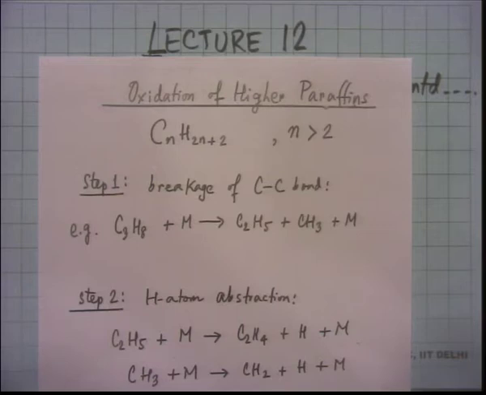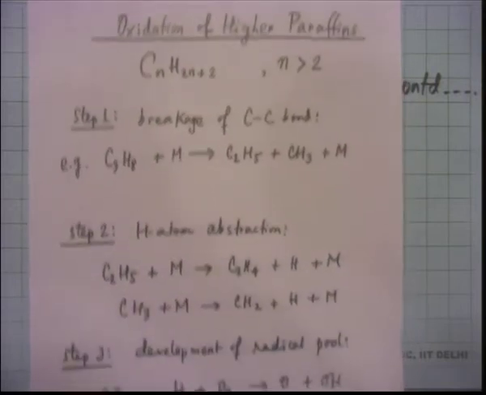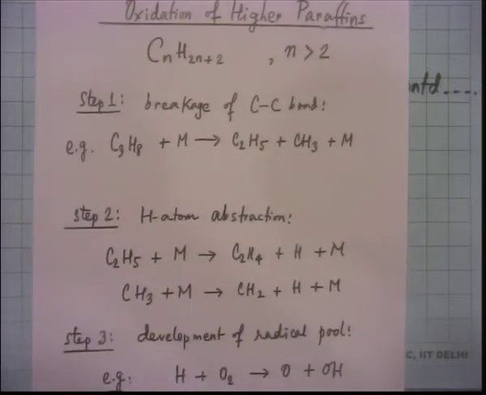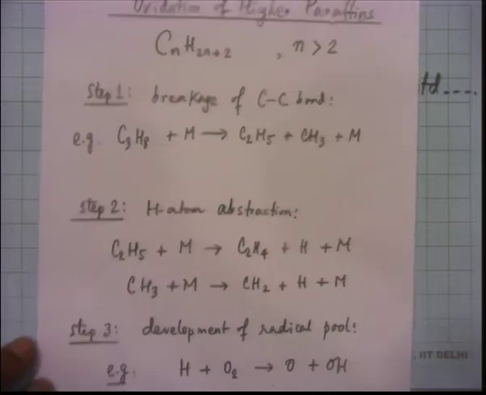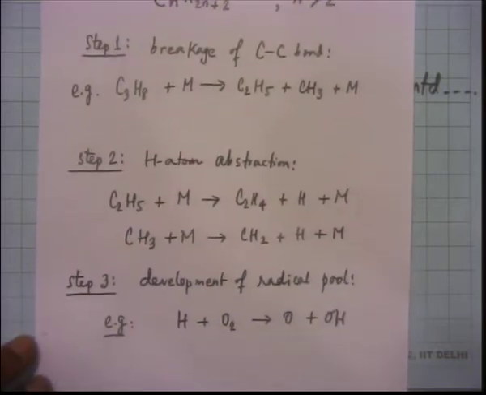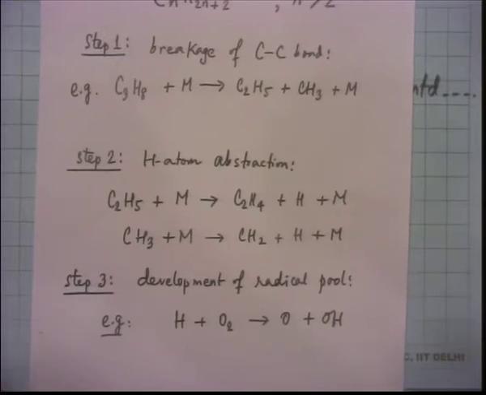Then we have hydrogen atom abstraction reaction, which is step 2, where C2H5 or CH3 will react with M. So this is again collision, and then that will give us C2H4 in one case and CH2 in the other case. These are typical reactions, and after we got that, we understand that we already got H radical. So once we have H radical, it can react with O2 molecule to give you O and OH, and there can be other reactions also.